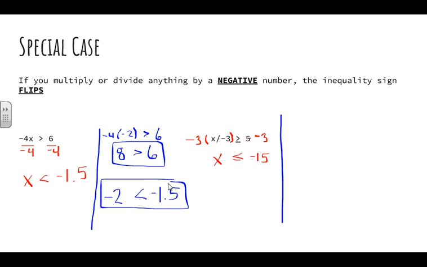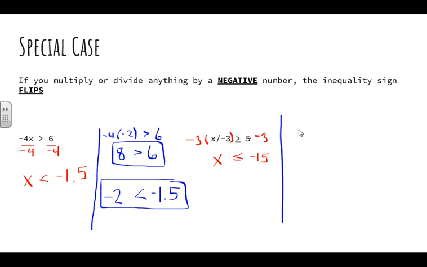So you see, if we would have left our sign as a greater than sign, this statement would no longer be true, because negative 2 is less than negative 1.5. So that's why we have to flip our sign. We'll do it over here too. So we're going to pick something that is less than or equal to negative 15. So we'll go with negative 20.